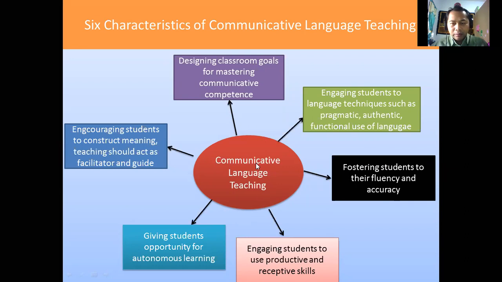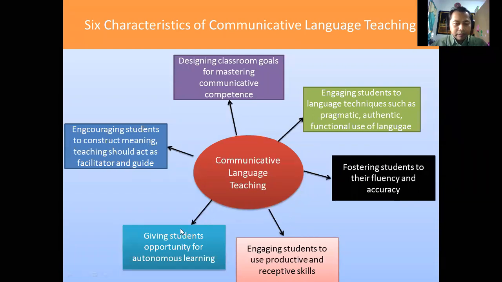And the fourth characteristic of communicative language teaching is engaging students to use productive and receptive skills. I also have discussed with you what productive skill is and what receptive skill is, what are the elements of productive skill from the 4 English skills, and why these 2 skills are called productive skills, and why these 2 skills are called receptive skills. I think we have discussed that, and hopefully you still keep it in your mind.